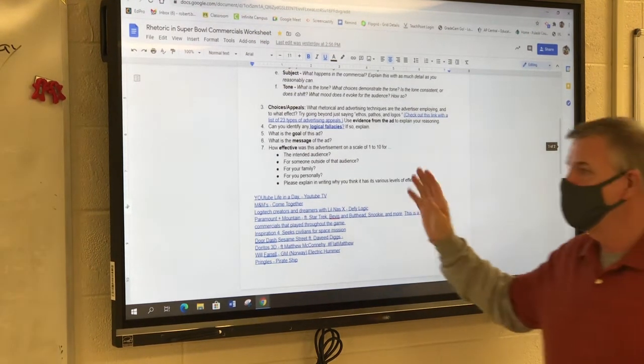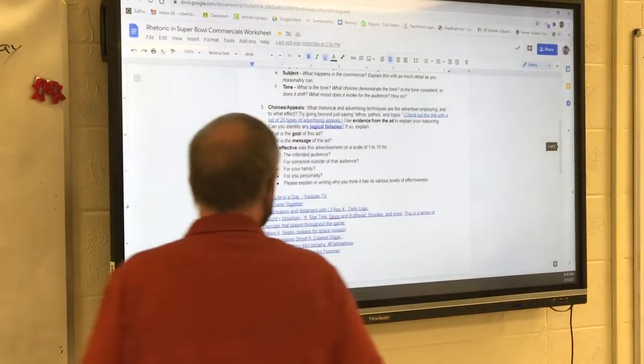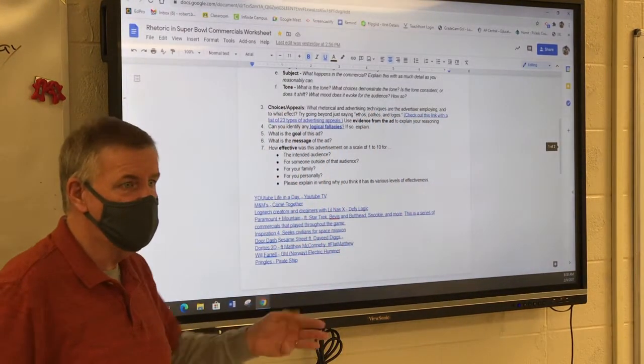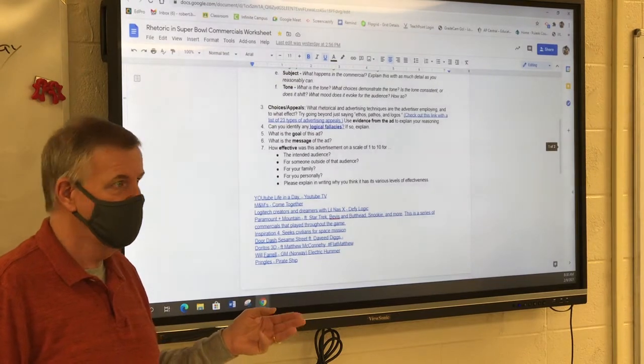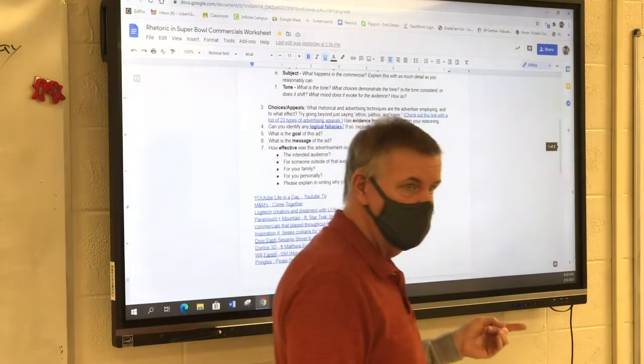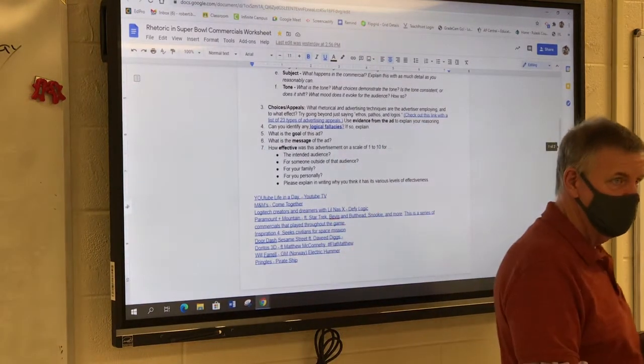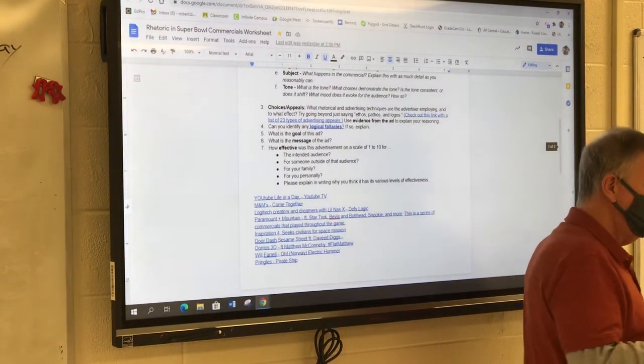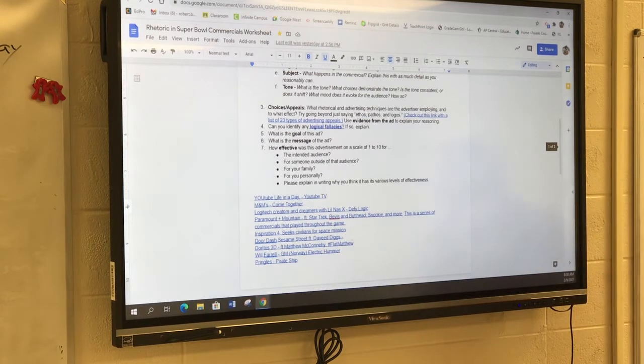Now we're going to look at the appeals. Remember what the appeals are? What were the three appeals that we've talked about? Ethos, pathos, logos, right? Appeals to what? Appeals to character of the speaker. Appeals to the sense of right and wrong, good and evil, right? Appeals to emotion. Appeals to logic and reason.